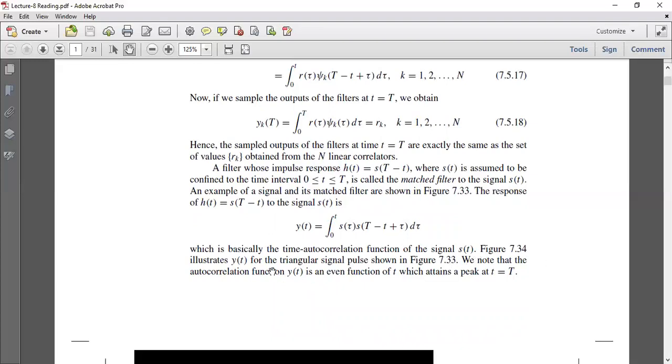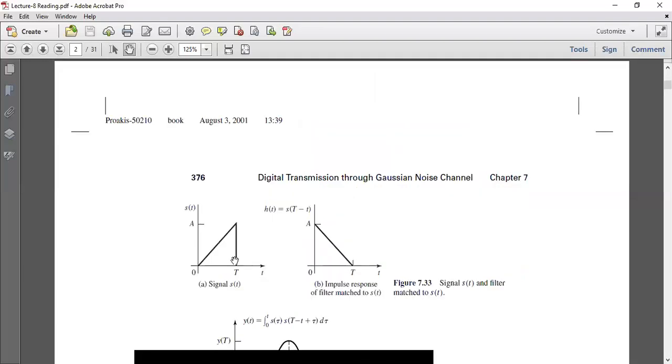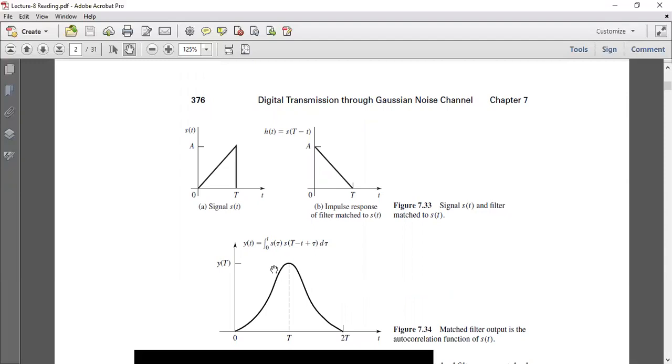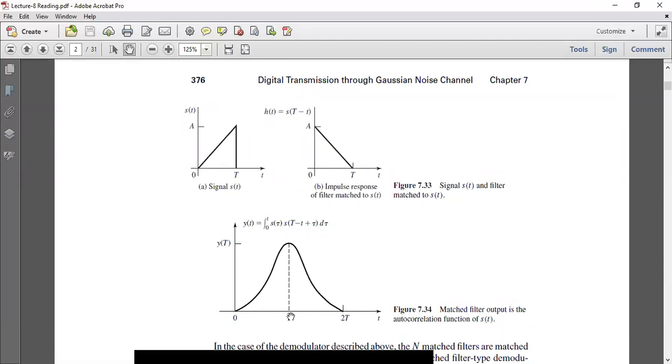Figure 7.34 illustrates y of t for the triangular signal pulse shown in figure 7.33. So in 7.33, we are transmitting a triangular pulse, a triangular signal. When this signal is autocorrelated, we get this expression. So this is the autocorrelation of the signal itself. So s of t is autocorrelated with itself, but at a slightly different time, T minus t plus tau, a time reversal plus t plus tau. And when t is equal to capital T, this will give us the maximum output. So the matched filter output is the autocorrelation function of s of t.